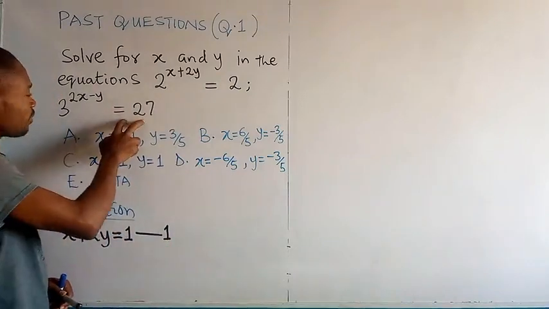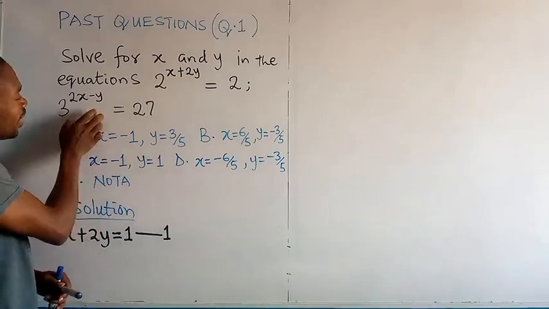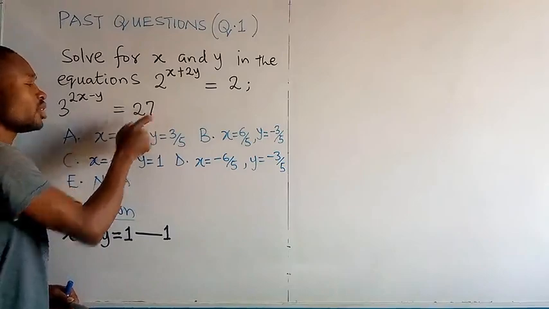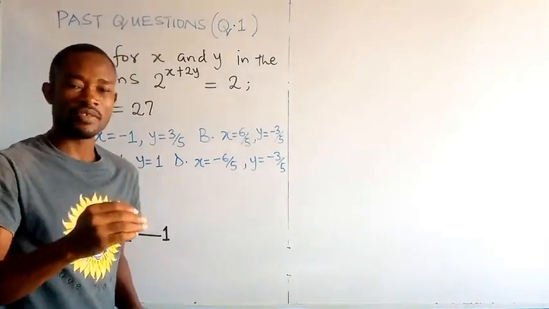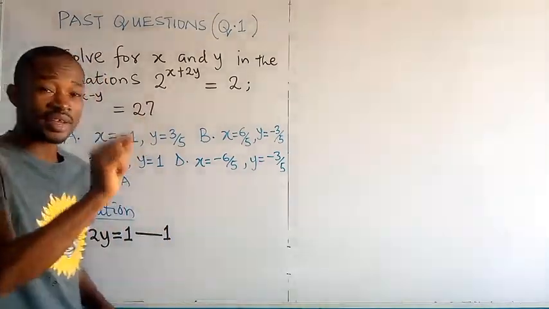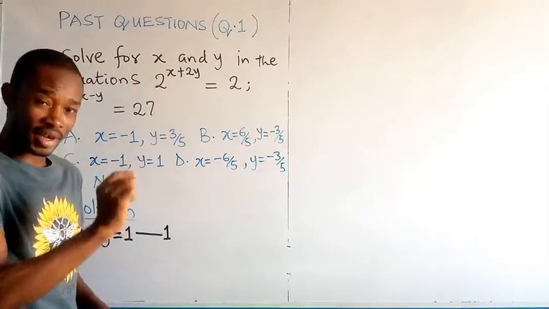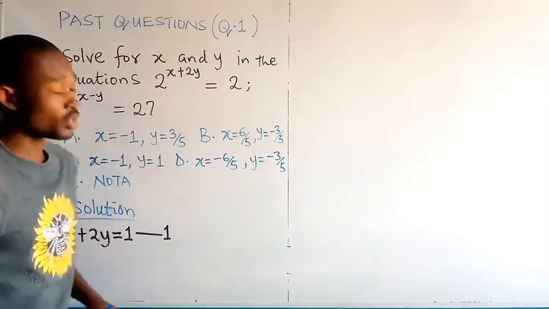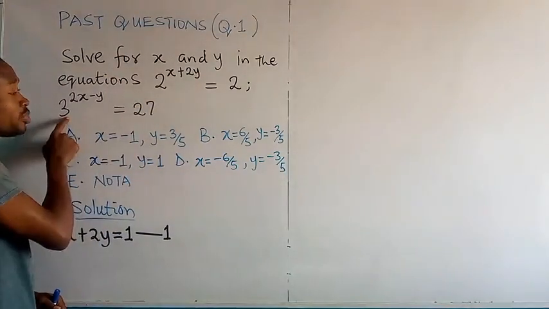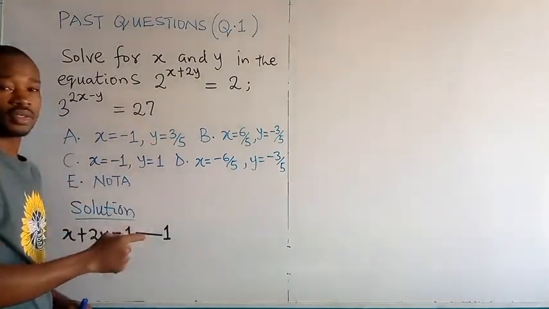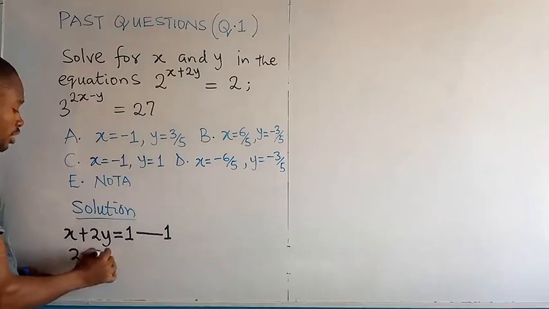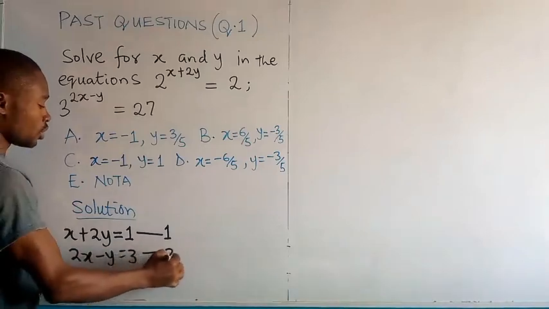Similarly, when you come to equation 2, the base on the left hand side is 3, and on the right hand side the base is 27. What we have to do is to break down 27 to base 3. This 27 is the same as 3 raised to the power of 3. Take note, 3 as a base, raised to power 3 will give you 27. Now, with base 3 on both sides, the bases will cancel. Then you equate their powers, which gives us 2x minus y equal to 3. This is equation 2.